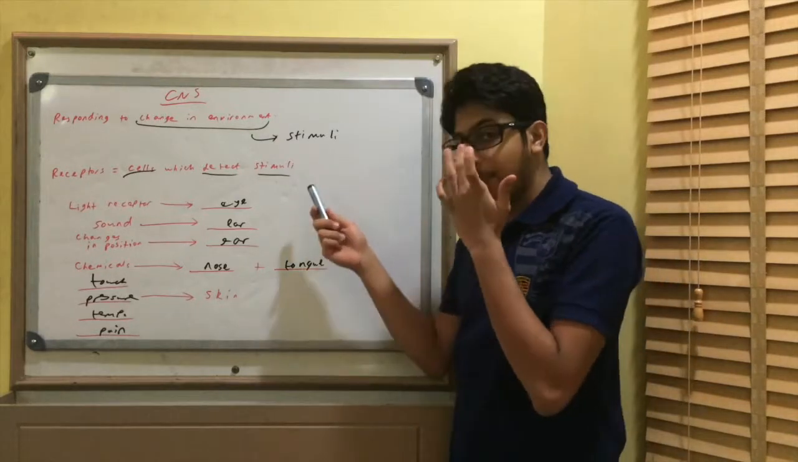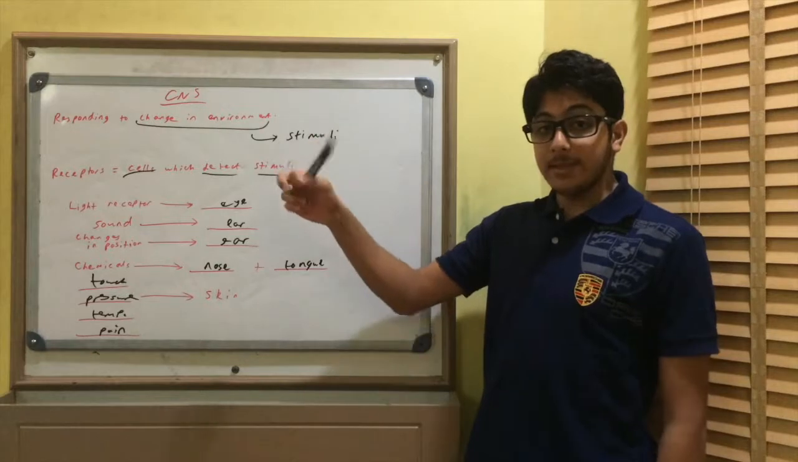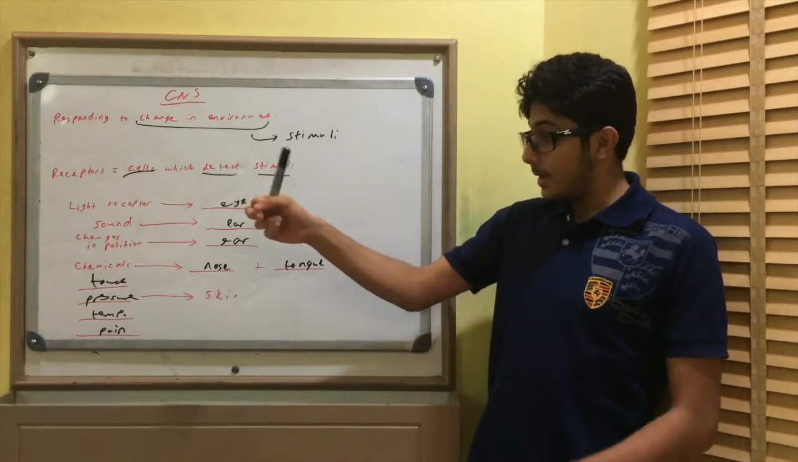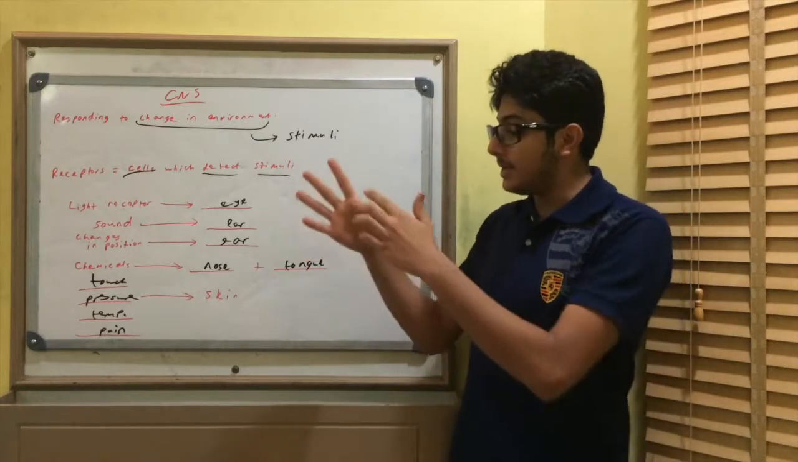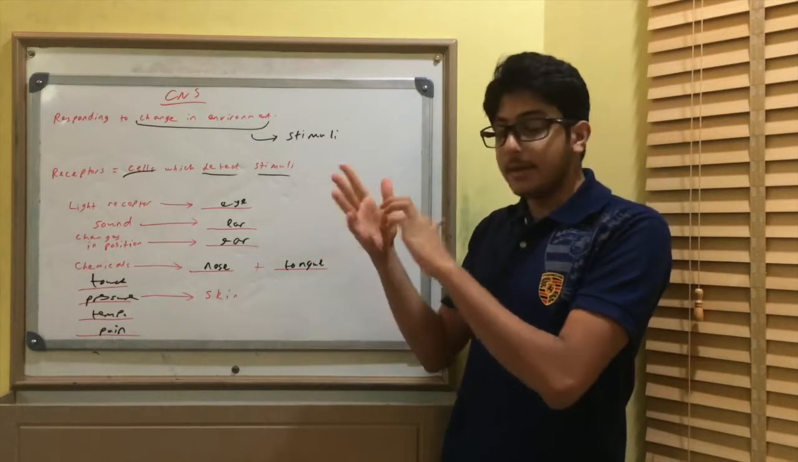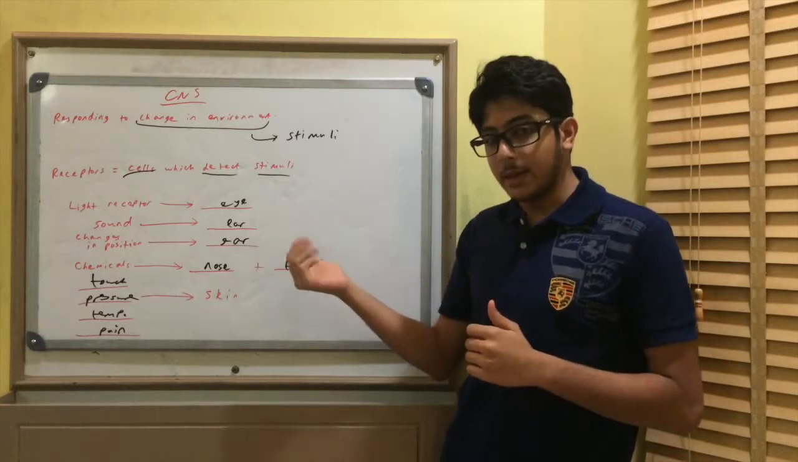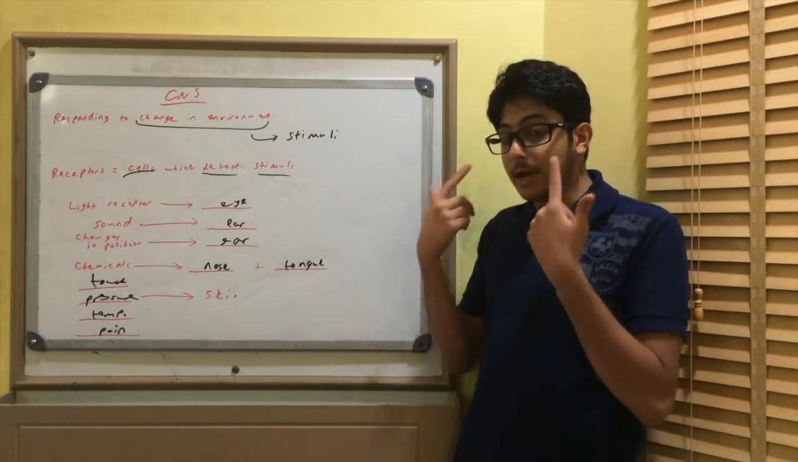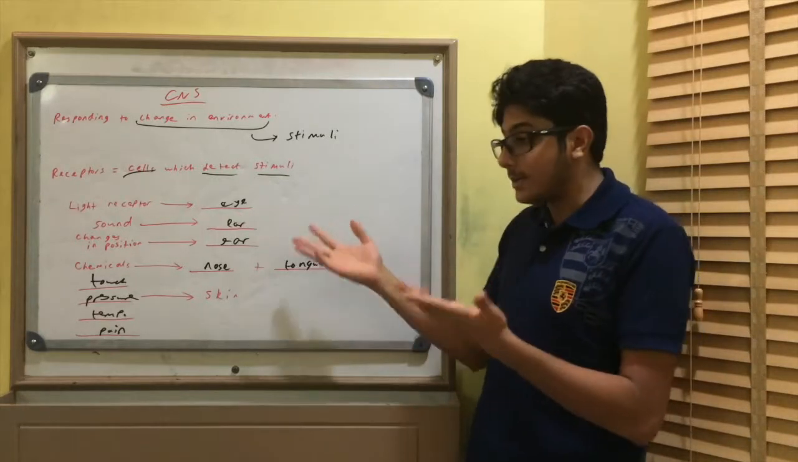Let me give you an example of a stimuli. I am moving this pen, and I dropped it. How do I know I dropped it? Because the touch receptors in my hand now know that I'm not holding anything. Okay, and the light receptors in my eyes also tell me that the pen is no longer in my hand. Where is it? I dropped it.